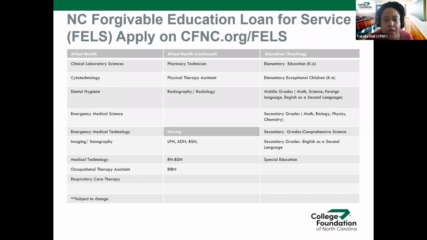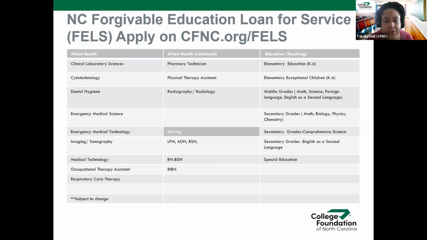Now, as we're talking about the North Carolina Forgivable Education Loan for Service, I just want to throw on the screen very quickly some of the areas that qualify. And so we're looking at allied health, nursing, education, and of course there are some options that are available in medicine at the doctoral level. Now, some of these programs are eligible for undergrad, some of them are undergrad and grad, and some are just for graduate work. So you'll see there's a few examples here, and I will tell you all of these are critical needs areas, so we need more people in North Carolina working in these areas.